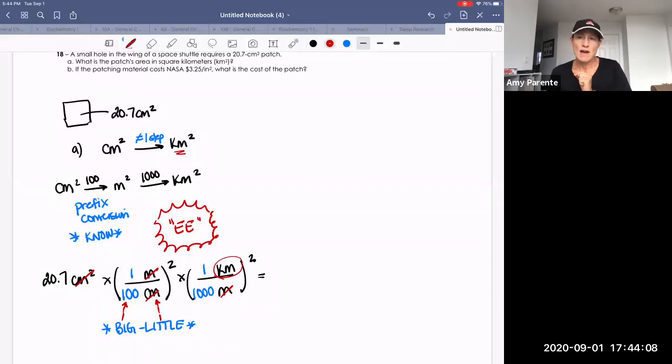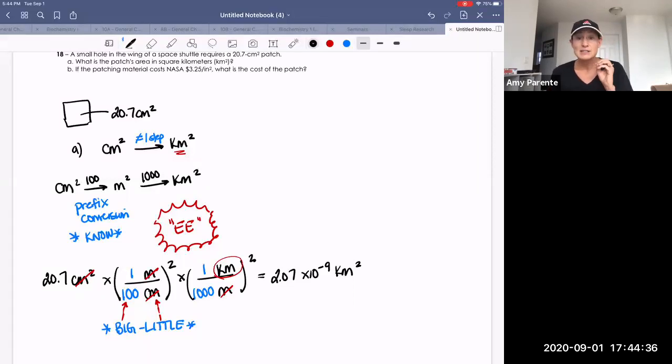Watch to make sure that you know how to use that on your calculator, because we're going to be doing a lot with scientific notation. And so you want to make sure that you're entering those quantities in your calculator correctly, because if you're not, you're likely to be off by a factor of 10 or 100 or 1,000. The answer to this problem is 2.07 times 10 to the minus 9th square kilometers.